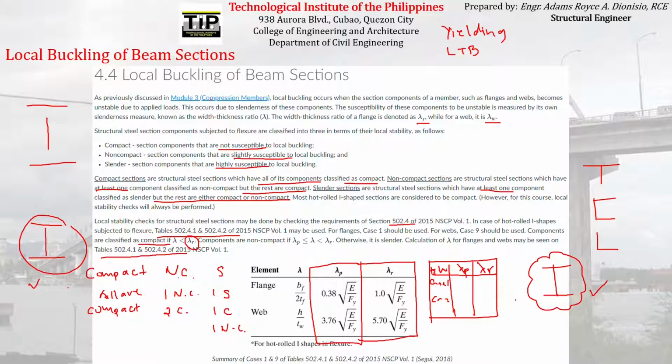So since, again, limited lang tayo sa I-beam, sa I-sections, ang kailangan lang natin dun sa maraming cases na yon ay yung case 1 for checking of the local stability of flanges, and case 9 for the local stability of webs. Okay, so we already extracted those formula related to case 1 and case 9, which are for flanges and webs, which are this. Okay, so if you will just try to refer to the code, makikita mo rin itong similar formulas na to na nakalagay sa case 1. This is for case 1.